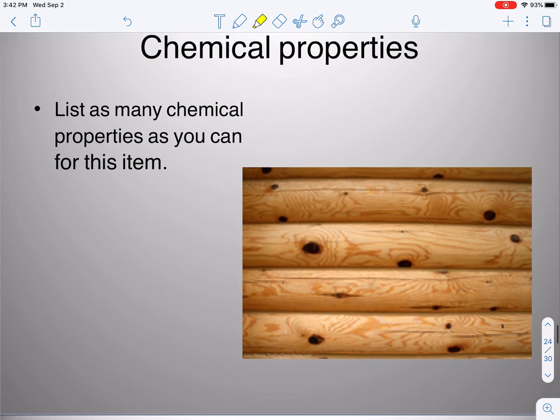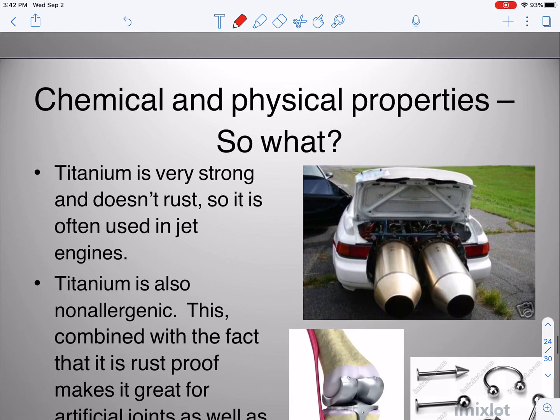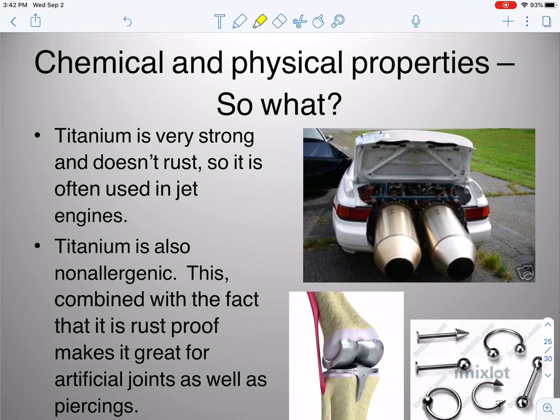So please list some chemical properties that you could mention. So some chemical properties of this particular substance you see pictured here. So who cares? Why do we care about some chemical and physical properties? Let me give you a couple examples.